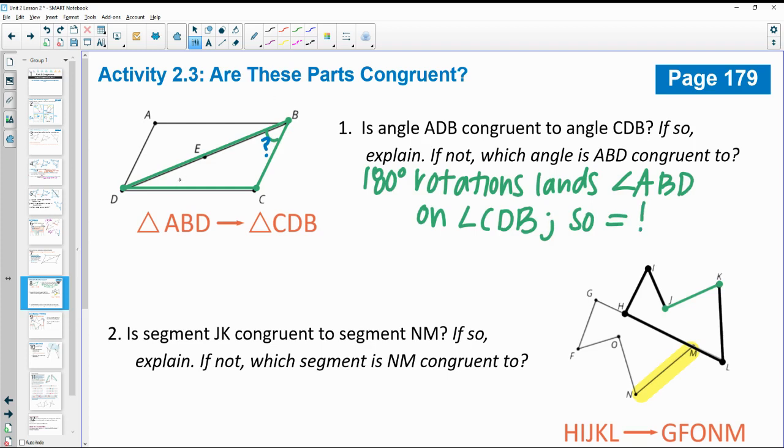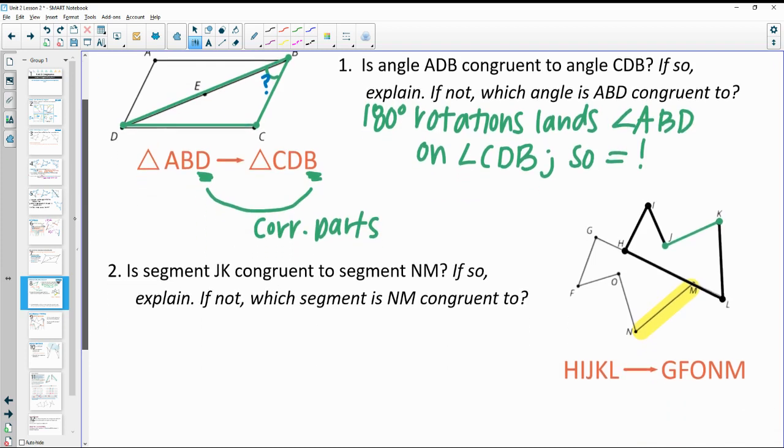That's one way. You could also look in this congruent statement, and we see that angle D in this top triangle matches angle B in this bottom triangle. So we see by these corresponding parts, and we know that the triangles are congruent to each other, so the corresponding parts are going to be equal. So that could have been another justification.